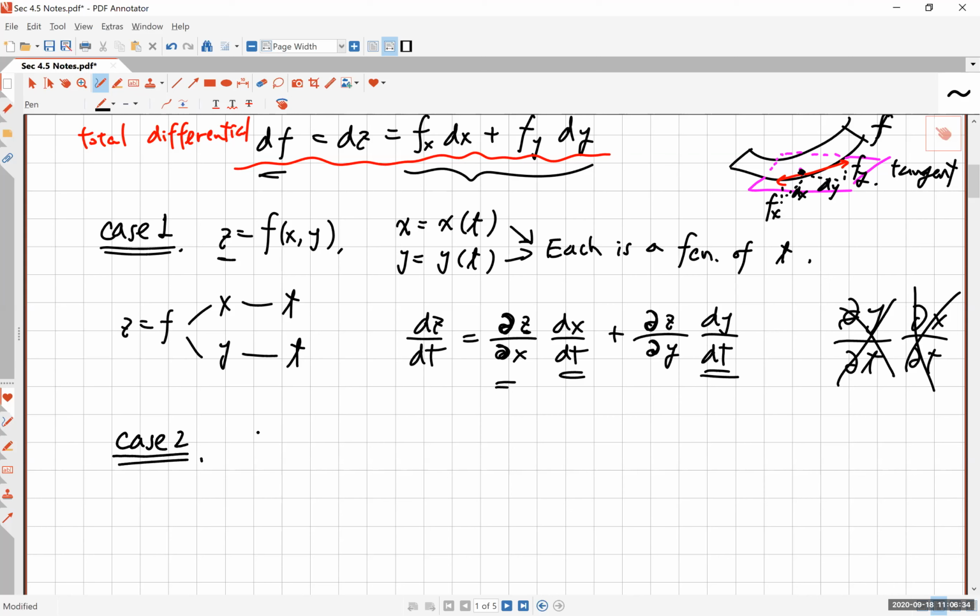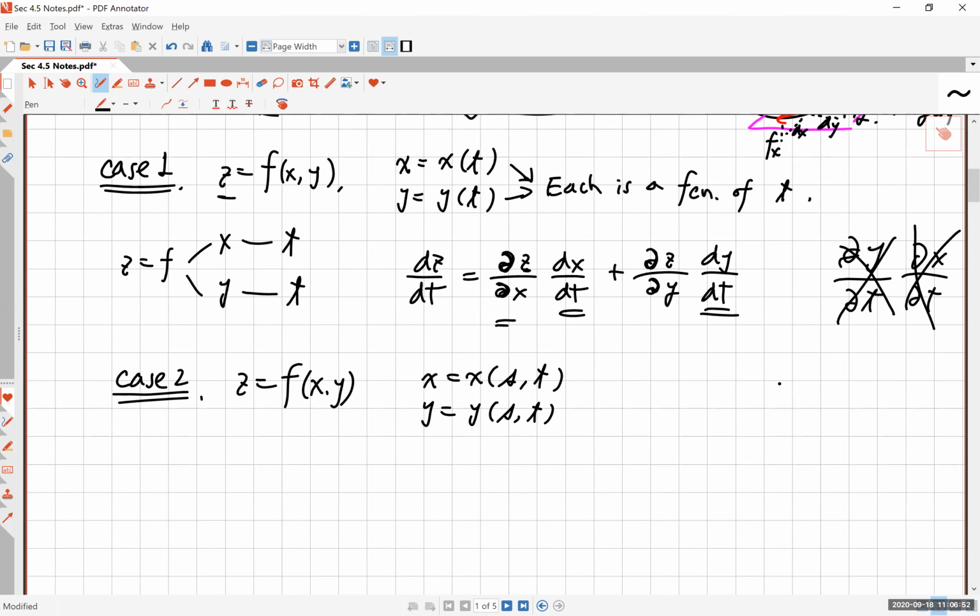Sometimes the setting is different. z could still be a function of x and y, but x may have 2 parameters. y may also have the same 2 parameters.